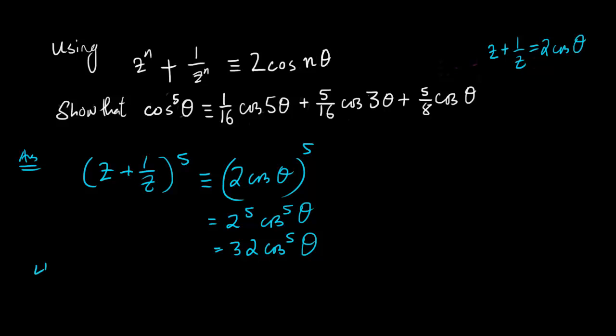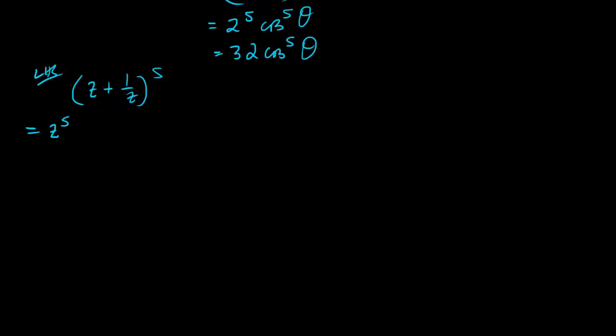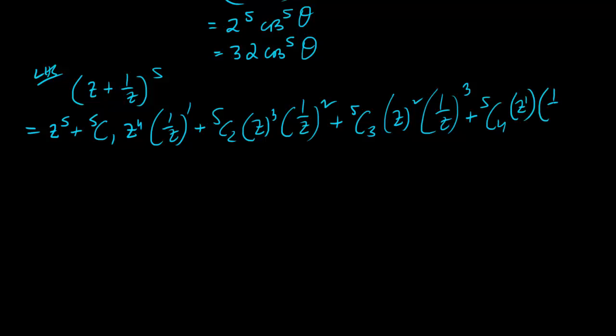Now the left hand side. So this was the right hand side, now the left hand side. In the left hand side we have to break down z plus 1 by z to the power 5 using the binomial theorem. So this is going to be z to the power 5, plus 5c1, z to the power 4, 1 by z to the power 1, plus 5c2, z to the power 3, 1 by z to the power 2, plus 5c3, z to the power 2, 1 by z to the power 3, plus 5c4, z to the power 1, 1 by z to the power 4, plus 1 by z to the power 5.